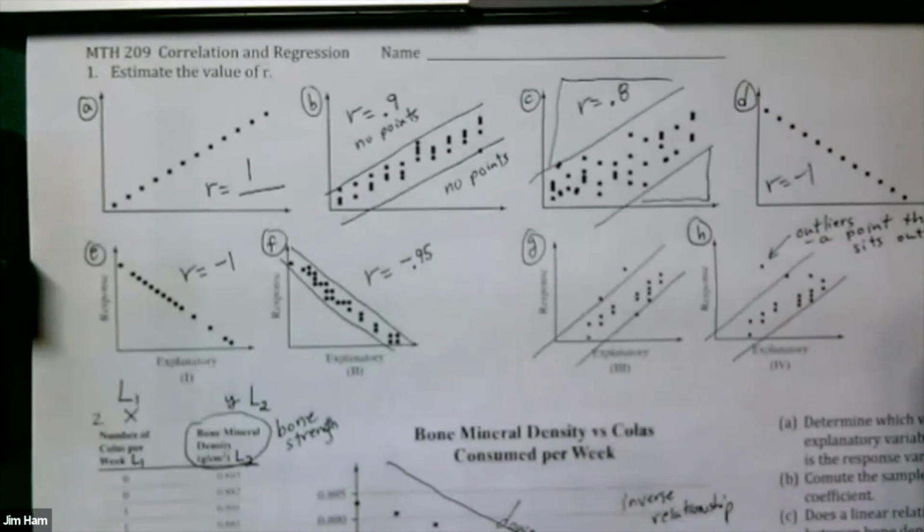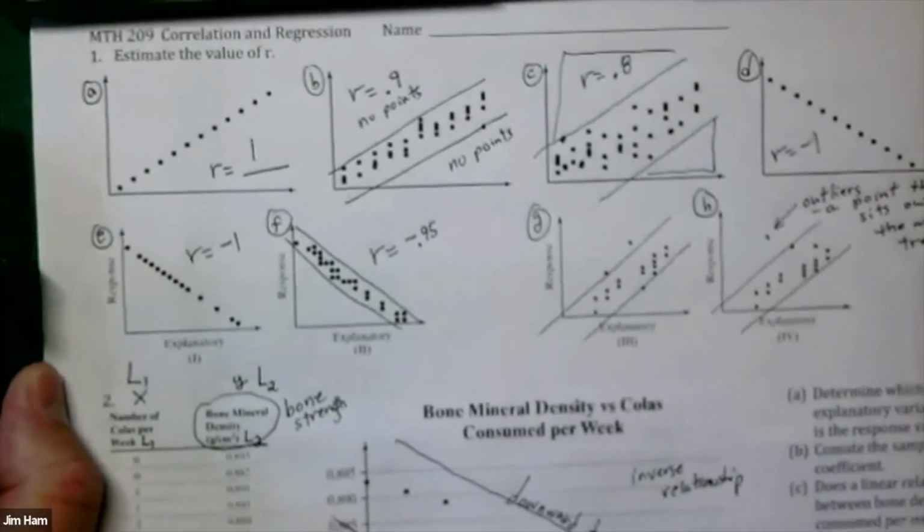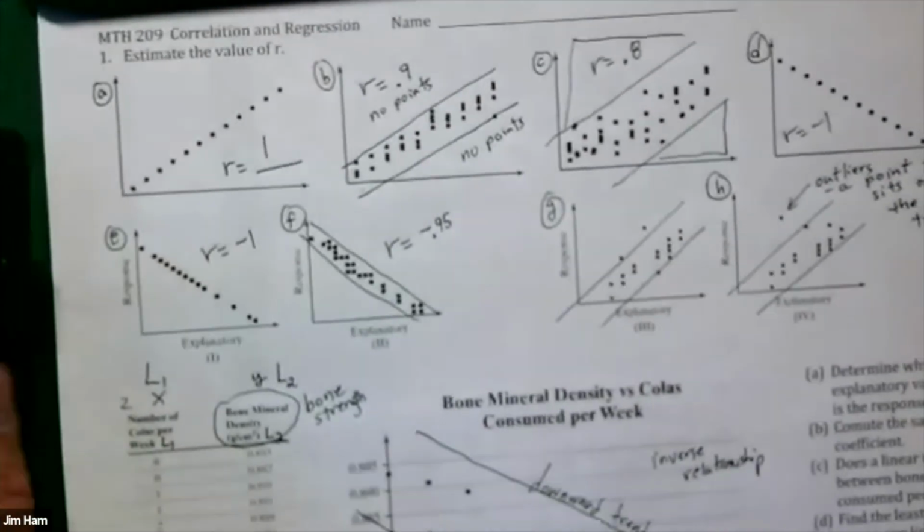A point that sits outside the trend. In some of your problems, it'll say, if there is an outlier, which data value would it be? And for this one, there's only one candidate. It would be this one here.